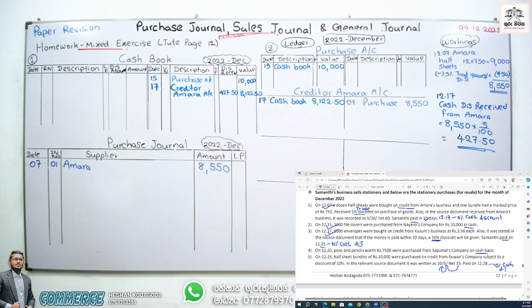So when it comes to December 17th, 5,000 envelopes were bought on credit from Kusum's business at 350 each, as stated in the source document.